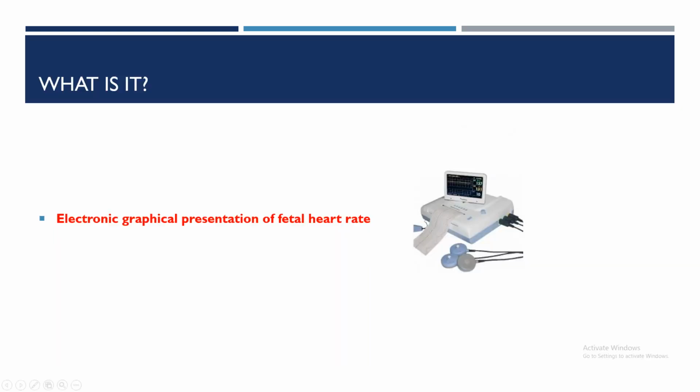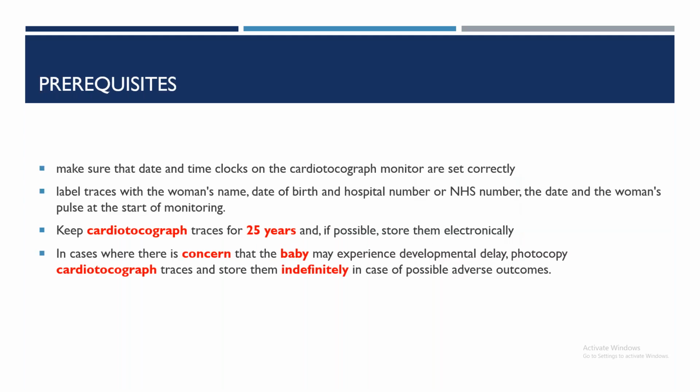As you all know, CTG is an electronic graphical representation of fetal heart rate, correct? So there are some prerequisites that you have to follow while keeping a record of any CTG. First of all, make sure that the date and time on the CTG is set correctly in the monitor. Label the trace correctly with the woman's name, date, and NHS number. Also write the maternal pulse, because that is going to differentiate between the maternal pulse and the fetal heart rate.